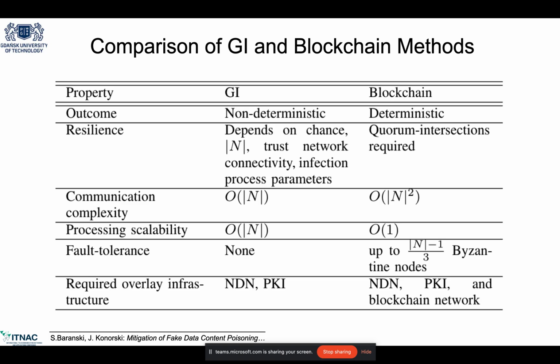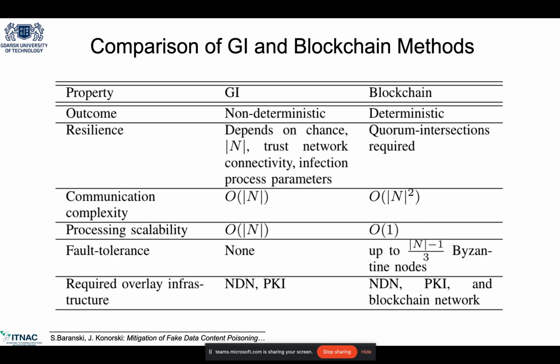Our blockchain solution is also more resilient, meaning that unlike the graph infection algorithm, it is independent of the network size and a number of infection parameters. There is just one assumption regarding the existence of quorum intersection, as required by the adopted Stellar consensus algorithm. Finally, blockchain consensus ensures a degree of fault tolerance, permitting to continue correct operation in the presence of Byzantine faults in up to 1/3 of the nodes.